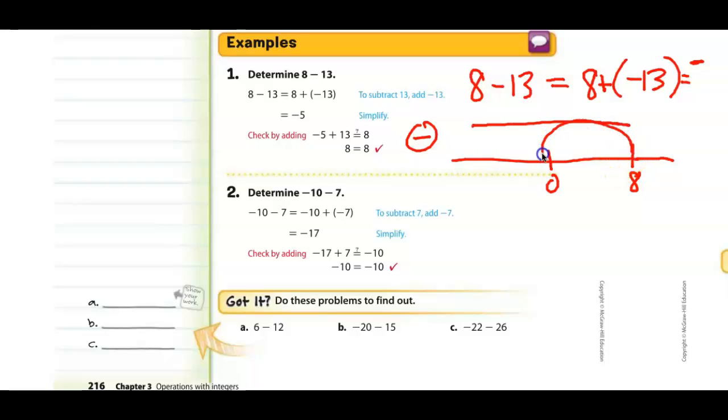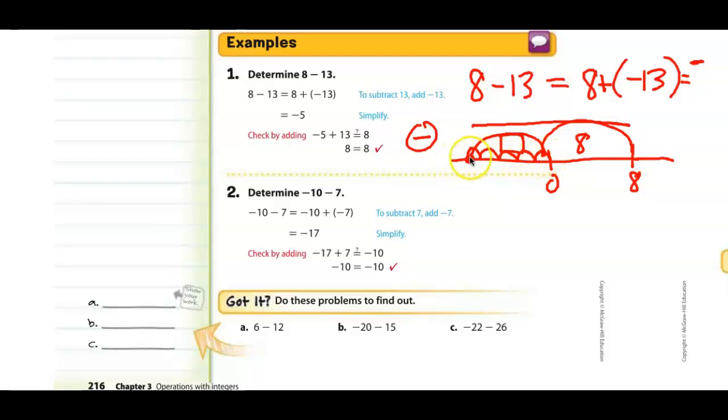The absolute value of 8 is 8. So what do we do to create the number 13? 8 plus what number equals negative 13? Okay, so 8. I'm going to count up. 8, 9, 10, 11, 12, 13. And so now I'm going to count how far past 0 I went.